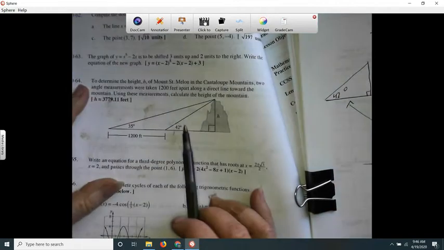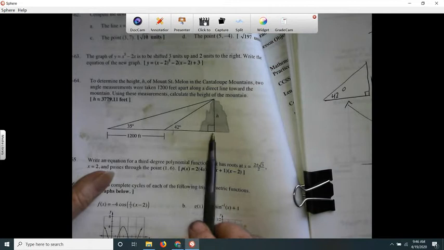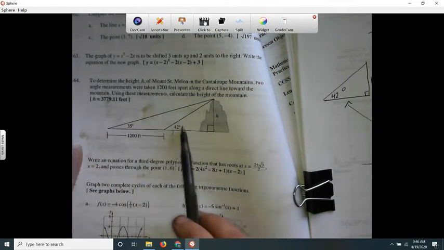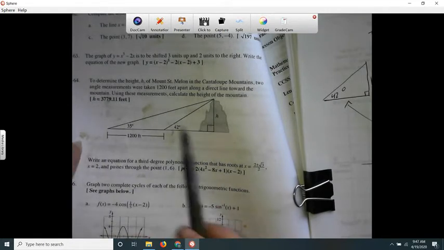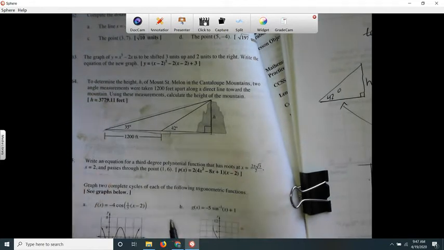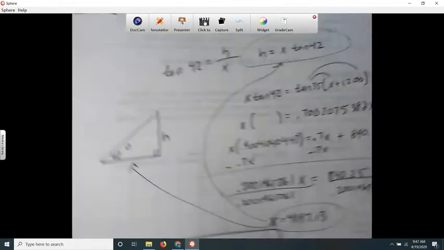Okay, so they gave us a nice diagram. We do not know what this is. So I realized that if I did want to use one of my SOHCAHTOAs, because I do, because I've got a right triangle, I've got this bigger right triangle, and then I've got the smaller right triangle, the SOHCAHTOA that I would want to use is tangent, because I've got opposite over adjacent. So here's what I did.